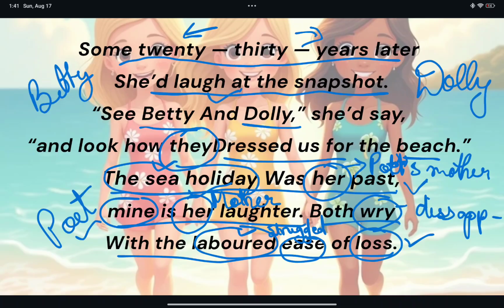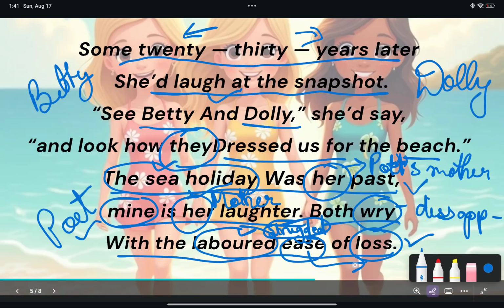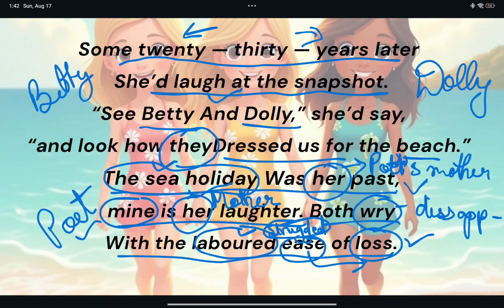So she says both me and my mother suffered our own losses, and it was not easy. So both of us struggled to simplify that loss, to learn to live with that loss, to accept that loss. Both the poet and her mother were sad about what they had lost, the time they had spent. They were remembering the moments of the past, but it was hard for them to live with those things.